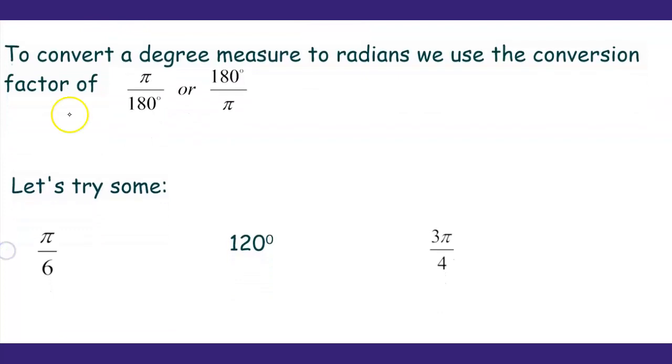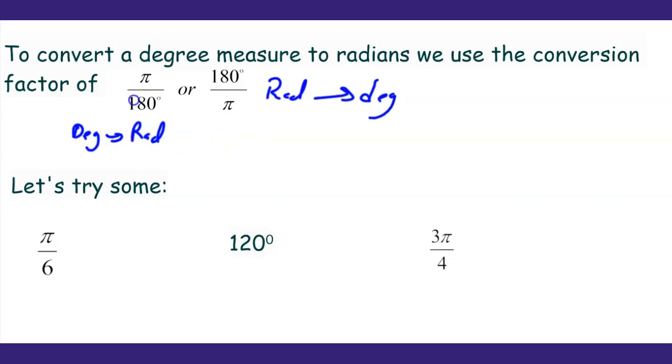Now convert. To convert a degree measure to radians, we use the conversion factor pi over 180 or 180 over pi. Pi over 180 is for degree to radian. 180 over pi is radian to degree. If I want to convert a degree to a radian, I use this one. If I want to convert a radian to a degree, I use this one.